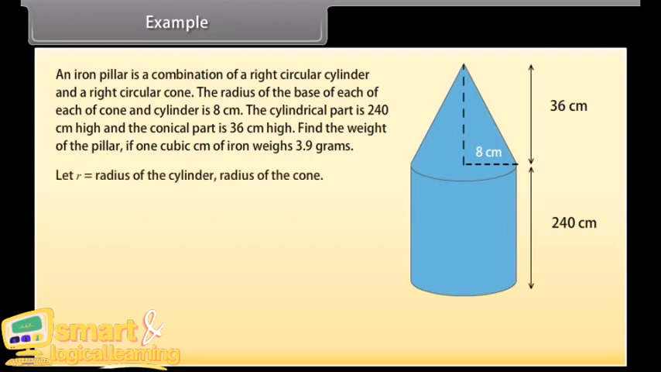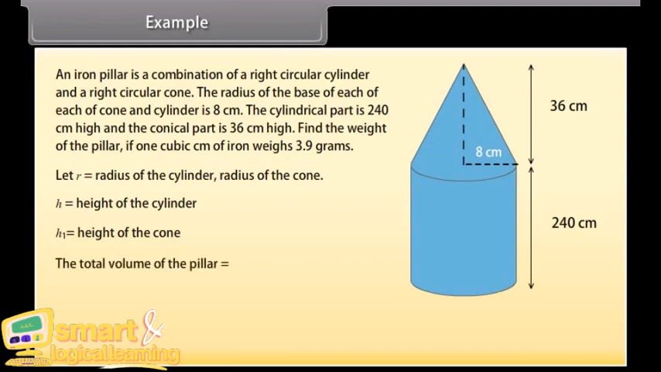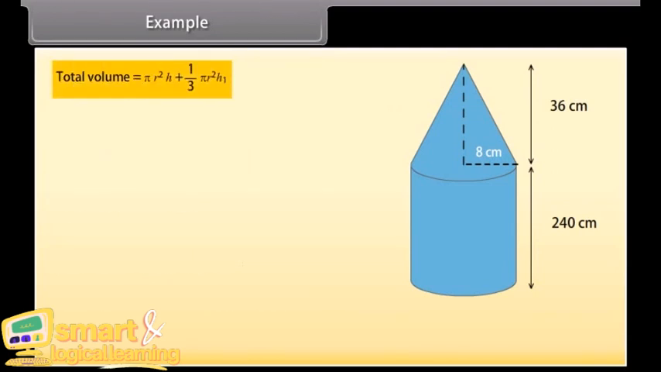Solution. Let R be the radius of the cylinder and the cone, H the height of the cylinder, and H1 the height of the cone. We know that the total volume of the pillar is equal to the volume of the cylinder plus the volume of the cone. Therefore, total volume is equal to pi r square H plus 1 by 3 pi r square H1. This is equal to pi r square into H plus 1 by 3 H1.